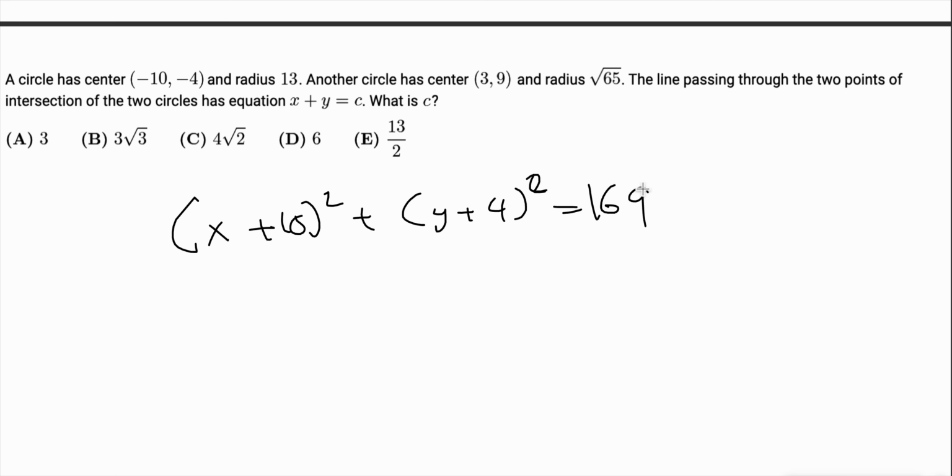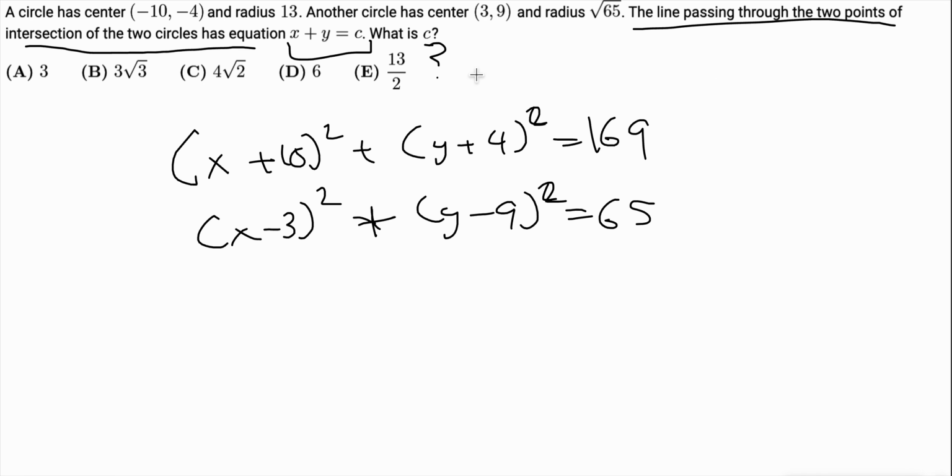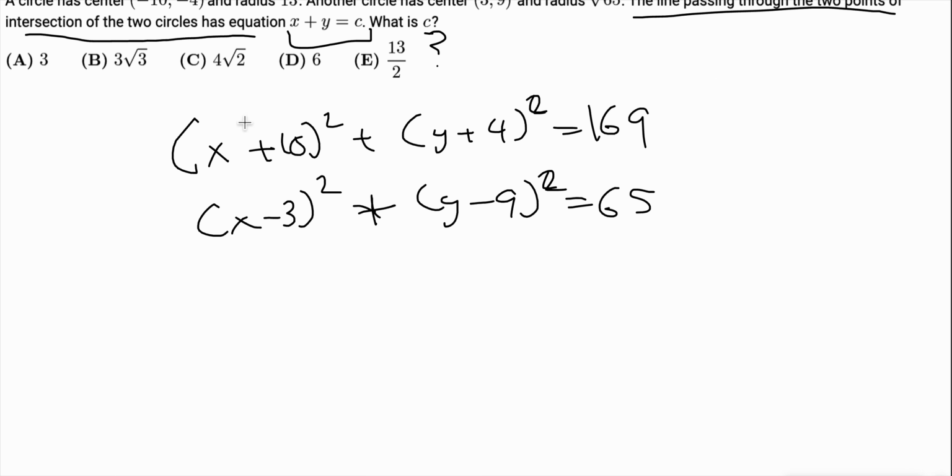13 squared is 169. Another circle has this center, so I'm going to write the equation for that circle, and it has a radius of square root 65. So this is how the equation is going to look. The line passing through the 2 points of intersection of the two circles has this equation. What is C?